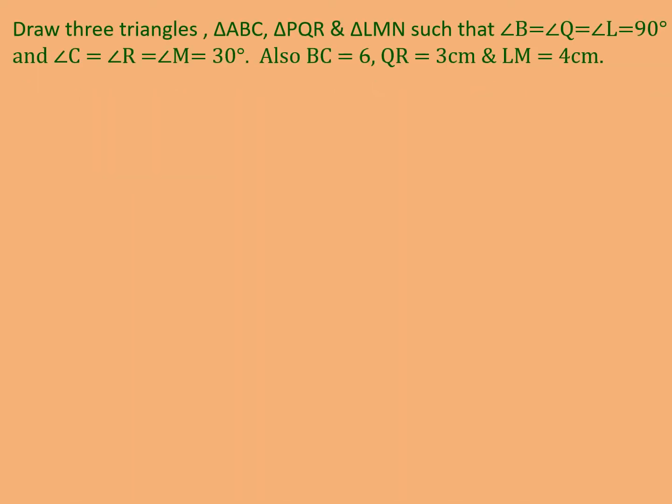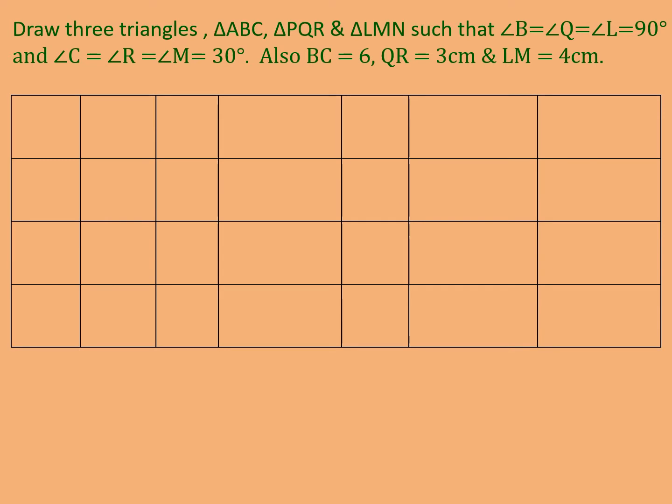So now we have taken three triangles, triangle ABC, triangle PQR and triangle LMN, such that angles B, Q and L equal 90 degrees, and angles C, R and N are 30 degrees. Also BC is 6, QR is 3 and LM is 4 centimeters. All that actual construction we have shown in the same video.